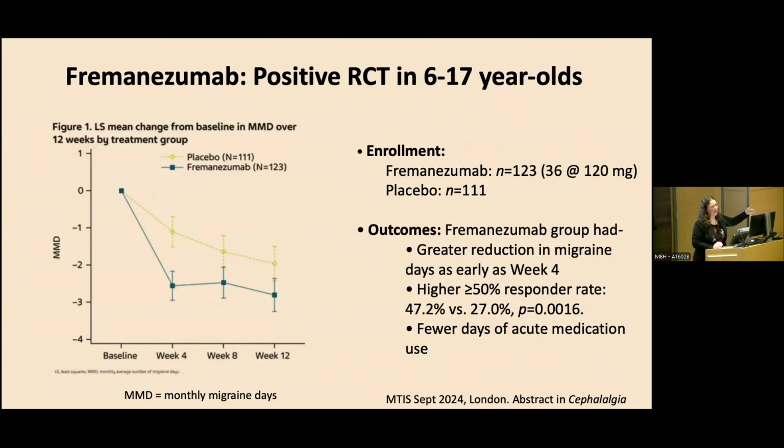So let's say at baseline you had 10 headache days per month. Now you have at least 5 instead of 10, or fewer. That would be a 50% responder person. And they're using fewer days of acute medication.